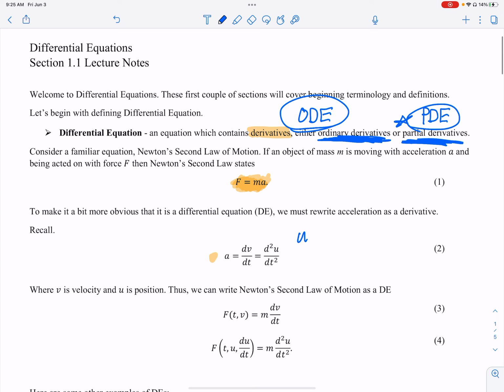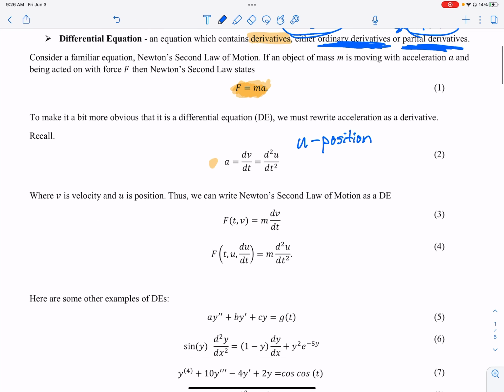So u here is position, right? If I have a position function, I take the derivative, I get velocity. If I take the derivative of velocity, I get acceleration. Hopefully you know that at this point. If not, we need to talk. This third thing down here, where v is velocity and u is position.